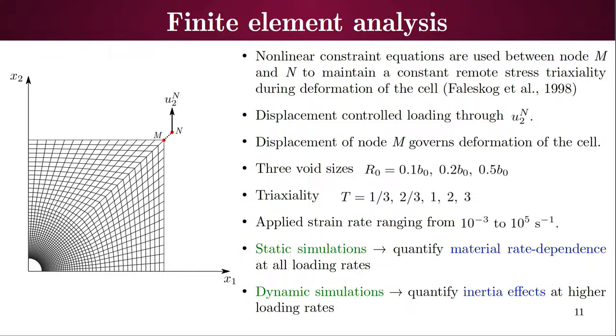It is displacement control loading. Displacement of node M governs the deformation of the cell. Now, we will be considering different void sizes: one small, one medium and one large. This can be considered as a periodic medium, where voids are distributed in a medium, like a periodic boundary condition. We will be considering different triaxialities: 1/3 corresponds to uniaxial loading, 2/3 corresponds to biaxial loading, and 1, 2, 3 are the triaxialities you will generally see ahead of a crack or notches. These are higher triaxialities.